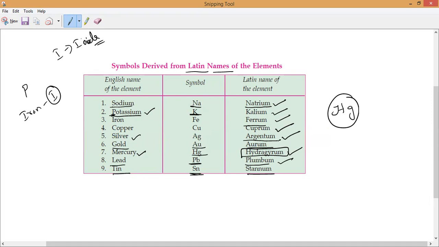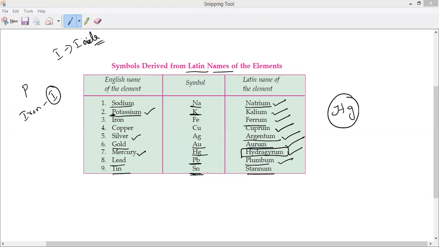Silver is argentum. Gold is aurum. Mercury is hydrargyrum. Understand, Tamil Selvan, Shruti, Manya and Samya? Remember these names at least, no issues. It will be useful for your general knowledge and other things also.